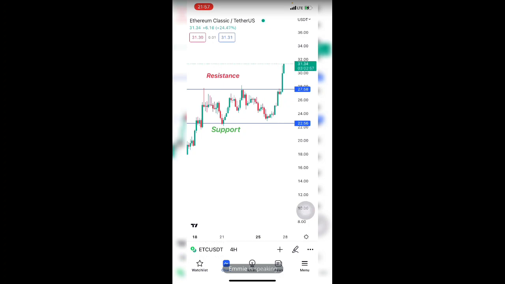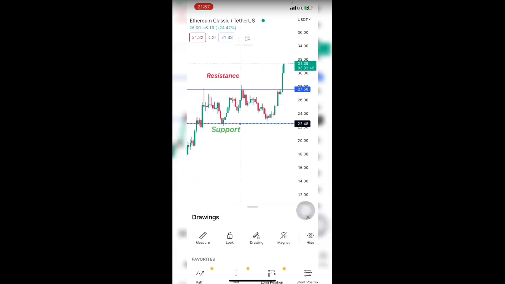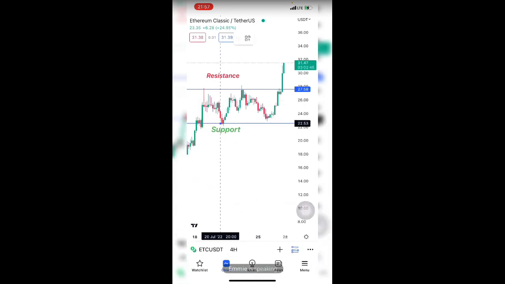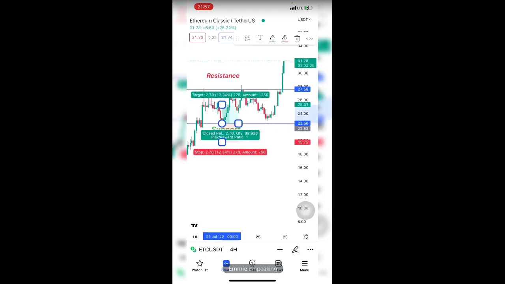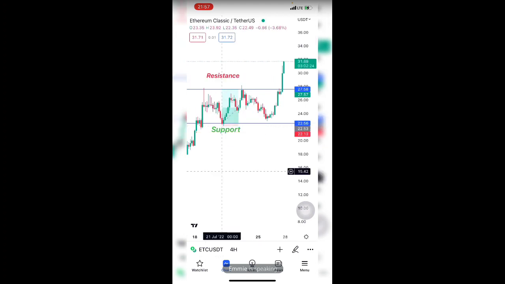So then entry will now be, you carry your long position from this place, from your support. You put it at the area of support. Then you long it to resistance. You put your take profit at resistance. You put your stop loss below the support.